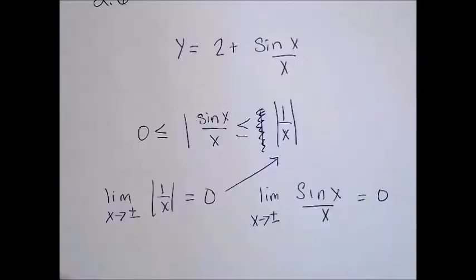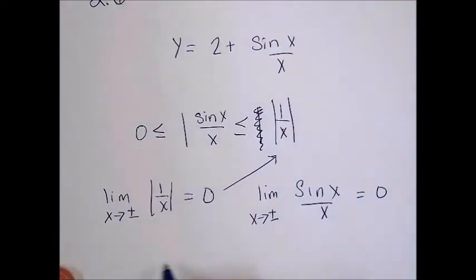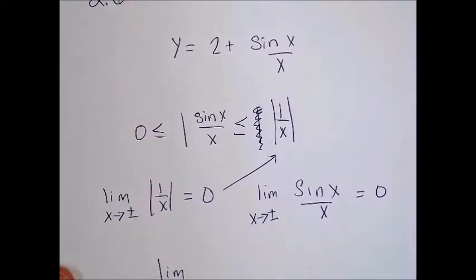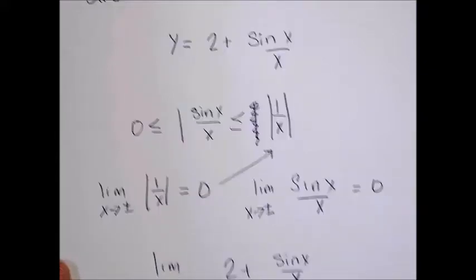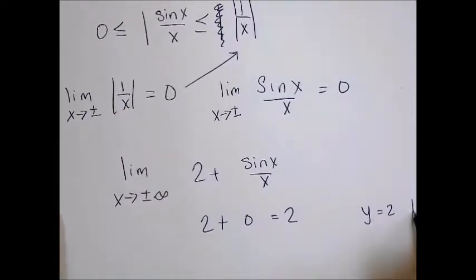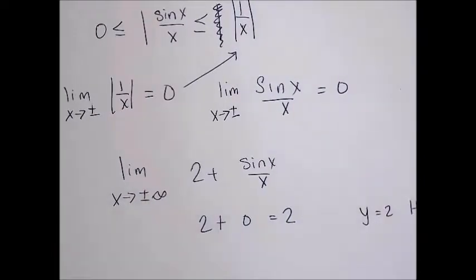So when we evaluate our entire function, when we find the limit as x approaches positive and negative infinity of 2 plus sine x over x, we find that that's equal to 2 plus 0, which is 2. So the line y equals 2 is my horizontal asymptote. If you look on page 90, I'll show you the graph.